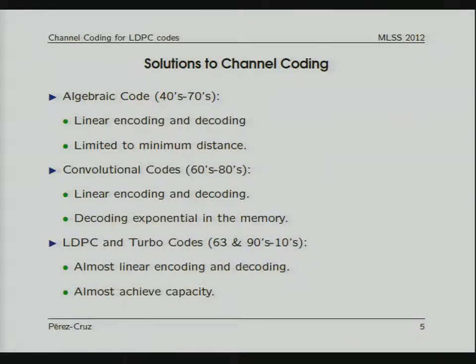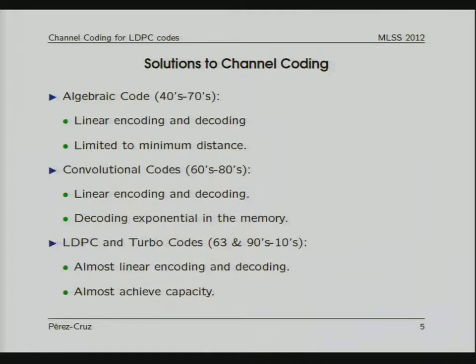So it's not going to be exactly linear. It's going to be a little bit off. But for a fixed rate, it's going to be linear. Okay? And they almost achieve capacity. For example, for the Gaussian channel, I think they are 4.5 times 10 to the minus 3 decibels from the capacity. So they are as good as they get.